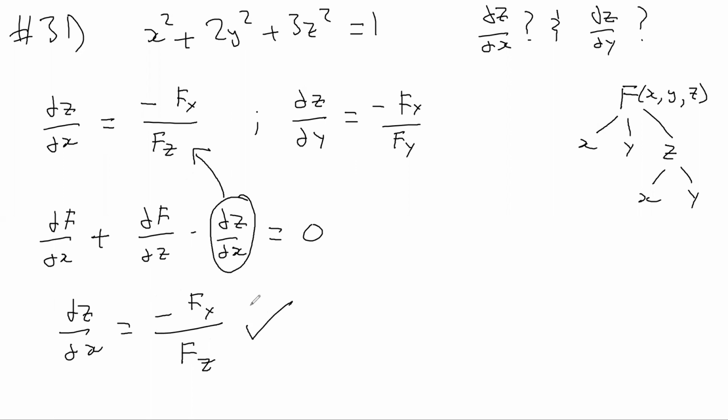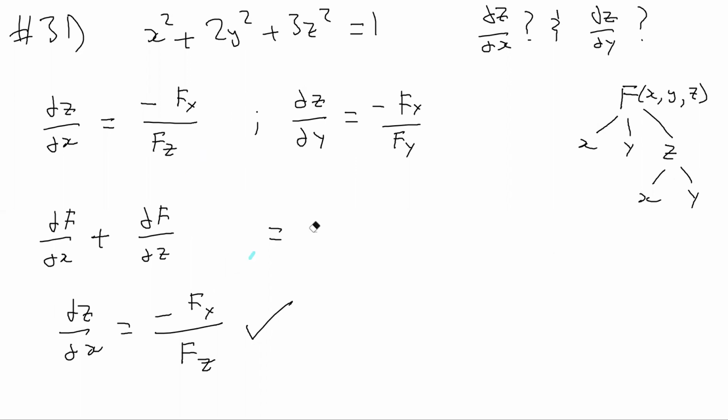Again, this works because z is dependent on x and y, and you could do the same exact thing with dz over dy. So this is a new way of solving implicit differentiation, and a much simpler, much faster way. All right, so let's actually solve this.